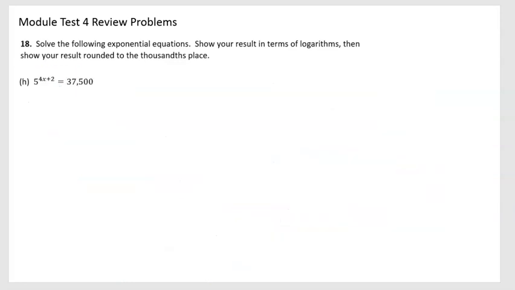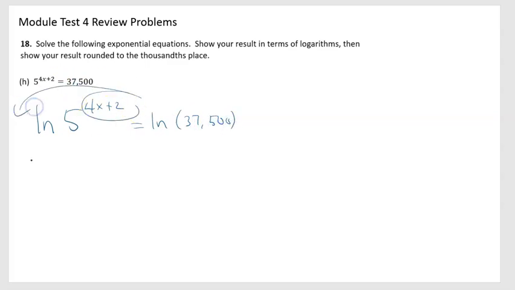Example H, 5 to the 4x plus 2 equals 37,500. So we're supposed to get the exponential part by itself. Look, it is. 5 to the 4x plus 2 is completely isolated. So now I'm ready to evaluate the natural log of both sides. So the natural log of 5 to the 4x plus 2 is equal to the natural log of 37,500. Move that 4x plus 2 to the front. So now I have 4x plus 2 in parentheses times the natural log of 5 equals the natural log of 37,500.